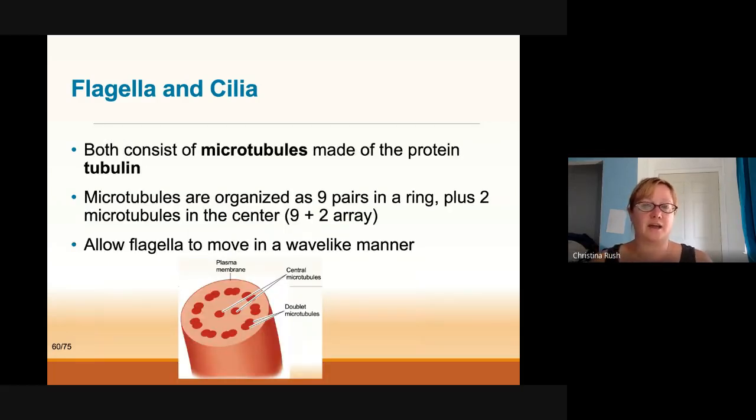Both flagella and cilia consist of microtubules, and these are made up of the protein tubulin. This is a different protein than the flagellin protein that we found in the prokaryotes. So in eukaryotes, we have a different protein called tubulin. Microtubules are organized as 9 pairs in a ring plus 2 microtubules in the center. So we have a 9 plus 2 array. And these allow the flagella to move in a wave-like manner.